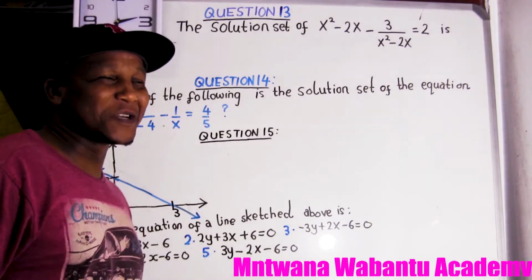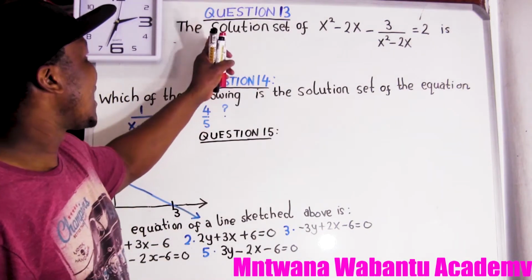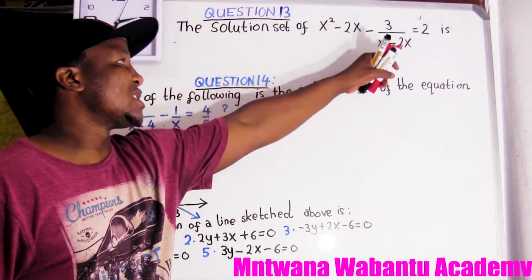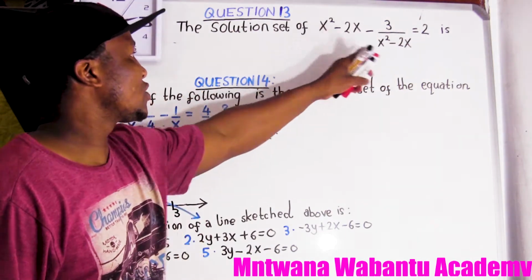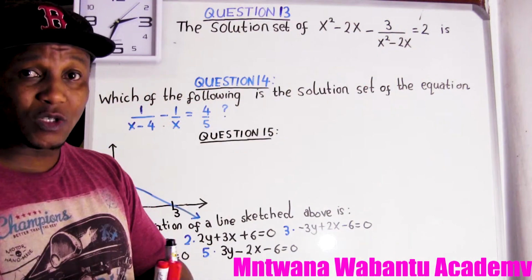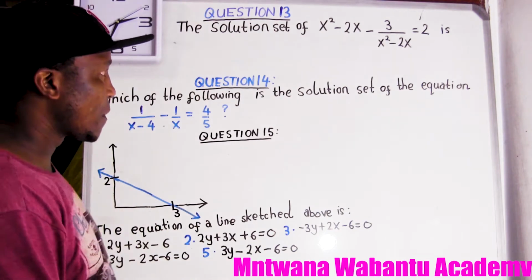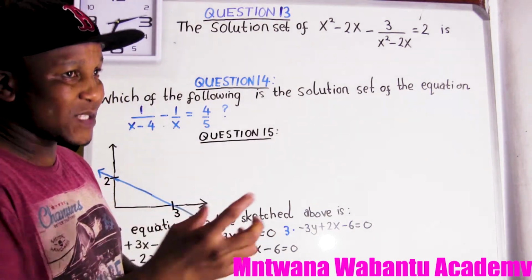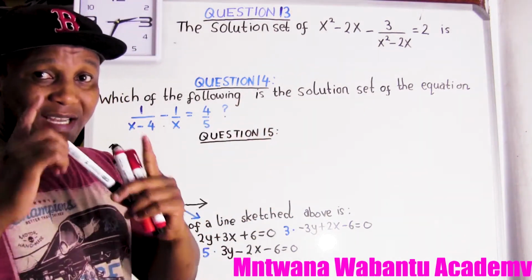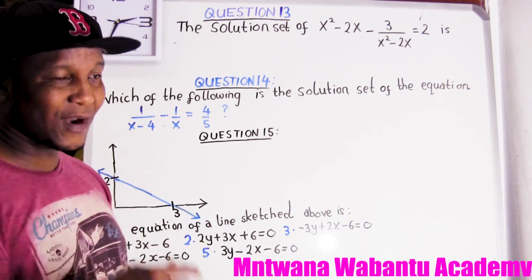So question number 13. They say the solution set of this equation is, means solve this and then get the solution set. Okay, cool. And when you get those answers, you have to test them back, and then you have to identify the one which is going to give you the right answer.